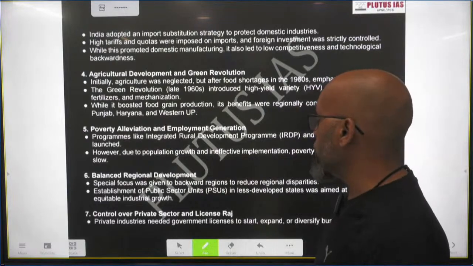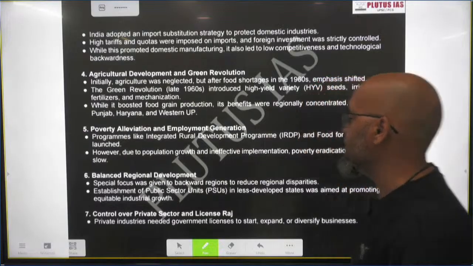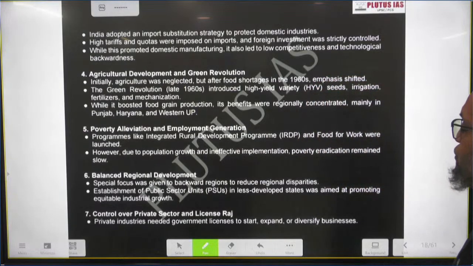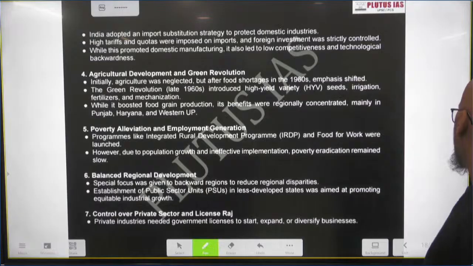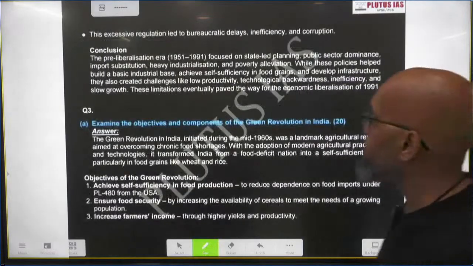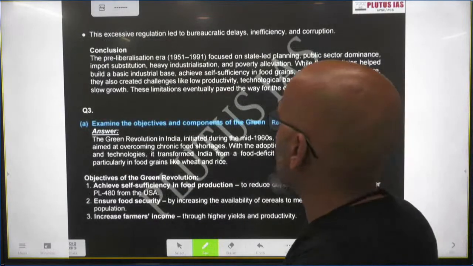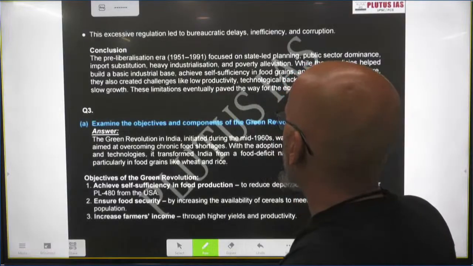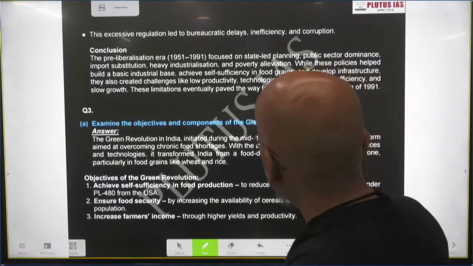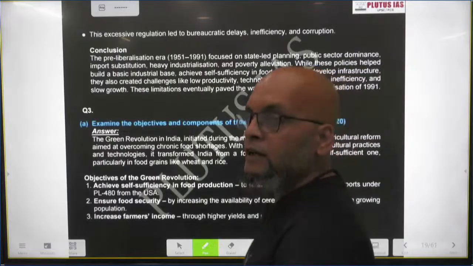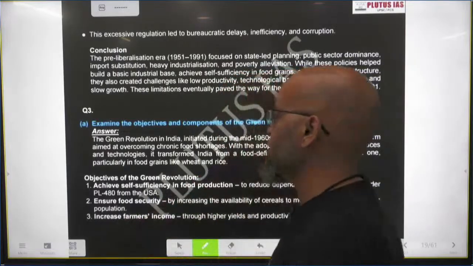Control over the private sector and License Raj. Private industries needed government licenses to start, expand, or diversify business. This excessive regulation led to bureaucratic delays, inefficiency, and corruption that stagnated India's GDP growth.